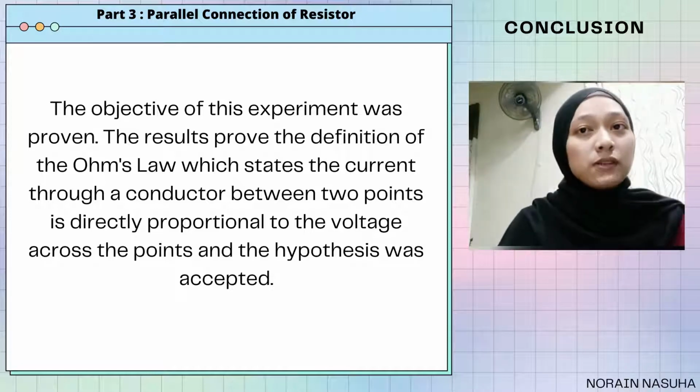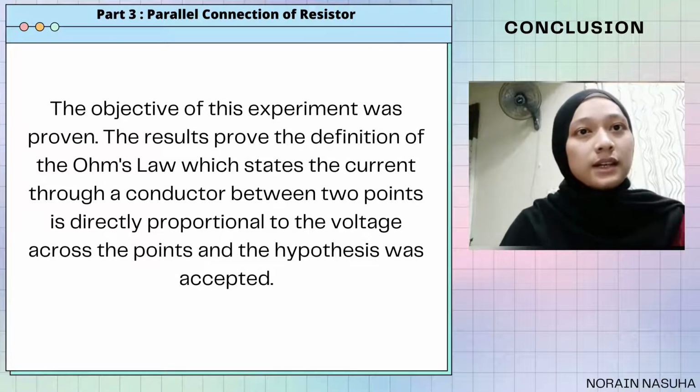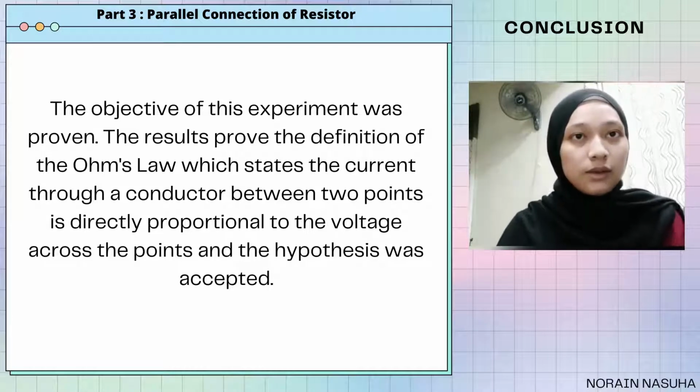From graph 1.0 in part 1, as the current increased, the voltage also increased. The hypothesis is accepted as it shows that the current is directly proportional to the value of voltage. Next, based on the results in part 2, we can conclude that when the resistance of a resistor increases, the voltage across the resistor will also increase.